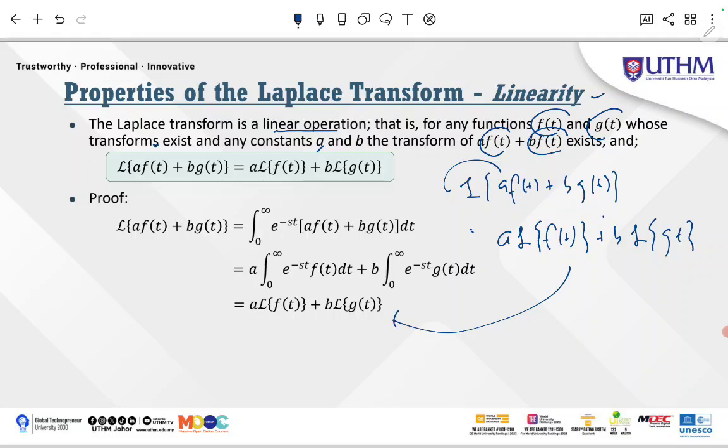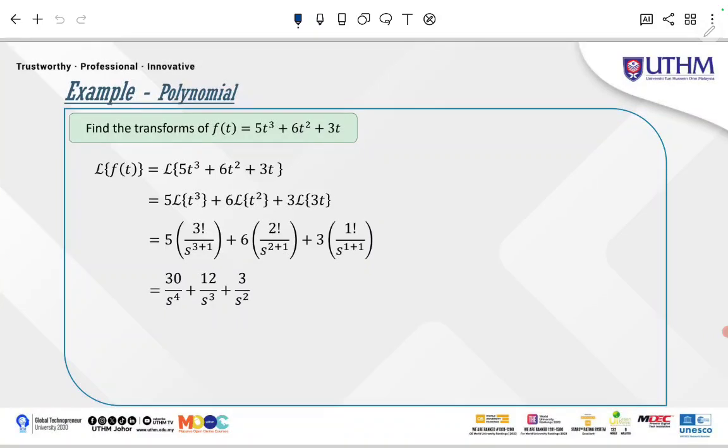I just keep it here. Basically, you can try it step by step, which is that we multiply the function by e to the power of minus st as in the definition, and then you solve the integration from 0 to infinity. At the end, you get this one. So to better understand the linearity of the Laplace transform, let's look at examples of these cases.